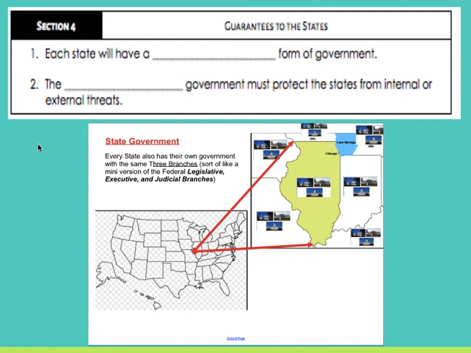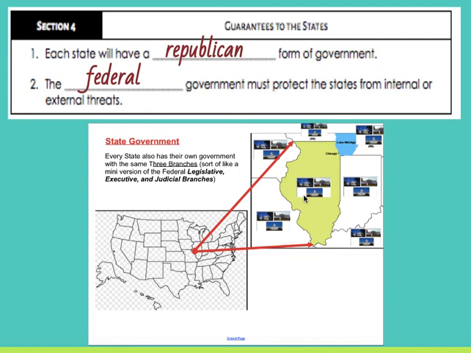Okay. Now, in order for that to happen, they do have requirements of states. And the first is that each state will have a republican form of government, meaning they will have a representative system of government. For example, in Illinois, this is sort of a microcosm of our country, right? We have 3 branches of government in Illinois. We have a state legislative branch, a state executive branch, and a state judicial branch.